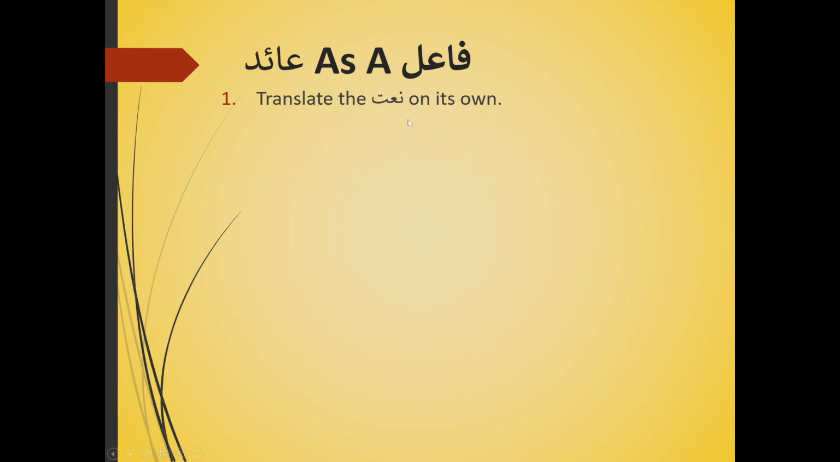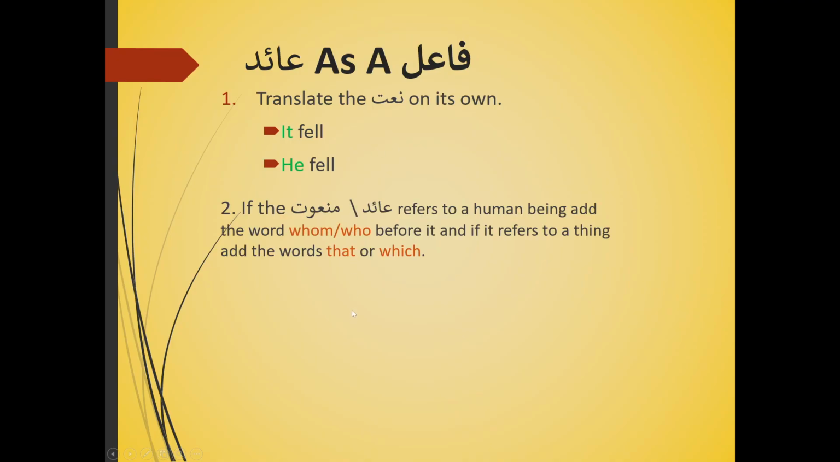First, we take the na'tun. The na'tun itself is it fell or he fell, depending on whether it's a person or a thing. Yeah, so it fell, he fell. And then, as I said, if it's a human being, then the word whom or who, we put in front of it. If it's a thing, then we can use either that or which. Okay, so that which it fell, we can stick in front here, or who he fell, we stick in front here. Okay, so that's your second step.